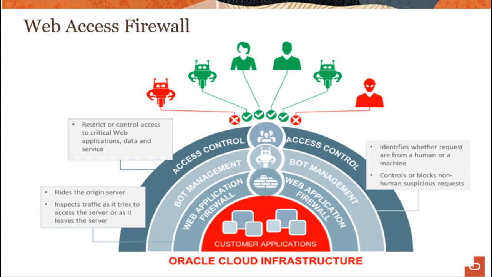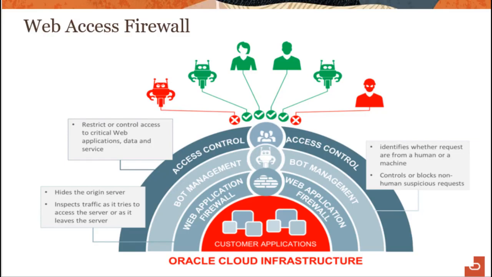So the next layer is the bot management. This is where Web Access Firewall helps to identify if a request that is coming in is actually from a human or a machine, and then it controls or blocks suspicious looking requests. And then on the top, we have the access control layer. You can restrict or even control access to critical web applications that are running as part of a solution that you have deployed in Oracle Cloud Infrastructure.